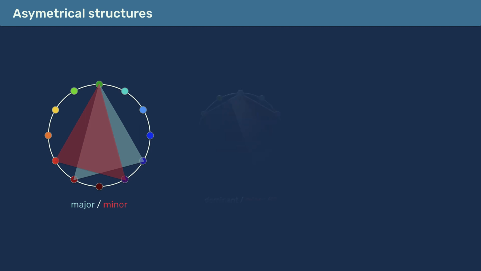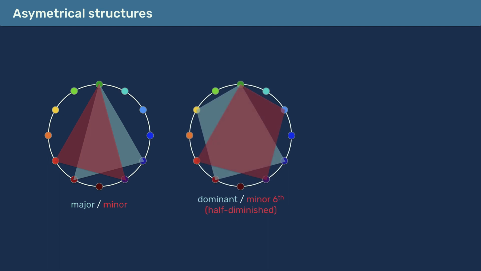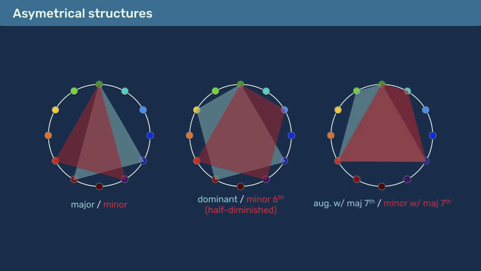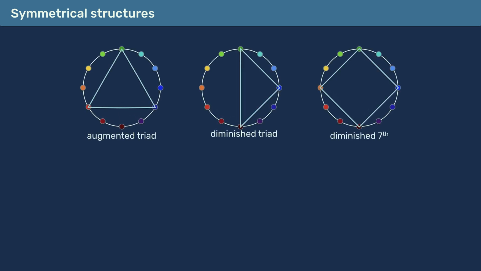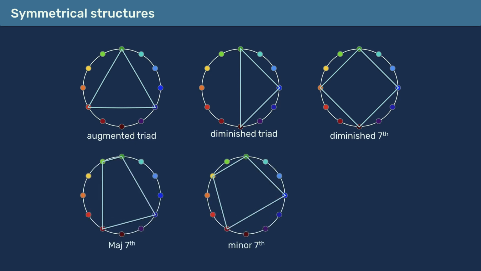The dominant chord inverts to a half-diminished chord, or a minor sixth chord, and the augmented major seventh chord is inverted into a minor chord with a major seventh. Symmetrical structures, in turn, naturally don't change chord types when inverted. They are the augmented triad, the diminished triad and diminished seventh chord, the minor seventh chord, and the dominant with diminished fifth.